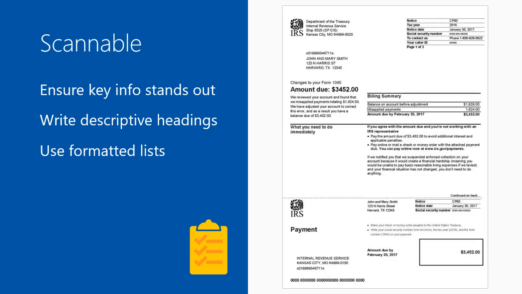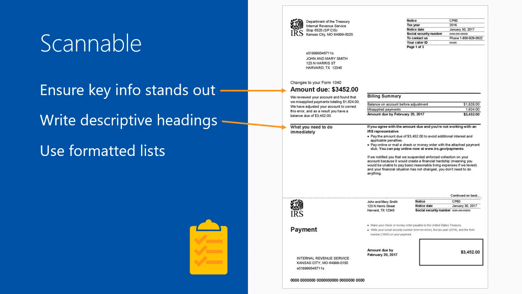This letter is from the IRS, informing taxpayers that they owe money. The most important information, in this case the amount due, is really easy to find because it's on its own line in large bold font. And they use headings that describe what readers will find in each section. Like this line, what you need to do immediately.